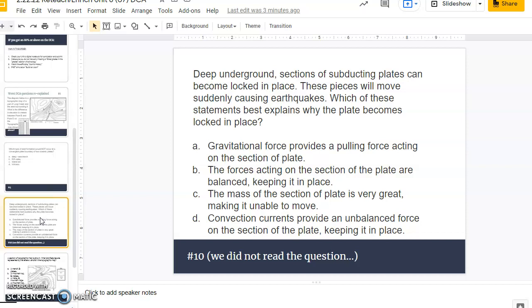Well, if we're talking about gravity, we never talked about gravity. But to keep them in place, wouldn't we need balanced forces? The mass of the section is great. We never talked about how the mass of a plate actually plays into effect. Or the convection currents, that was actually Hess's theory on plate tectonics. So the correct answer is B.